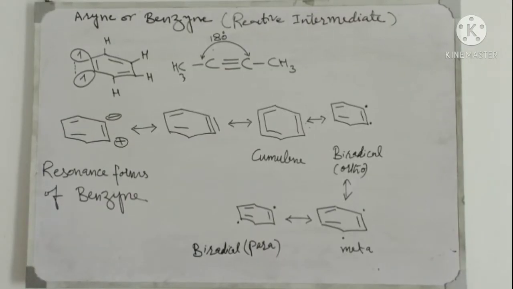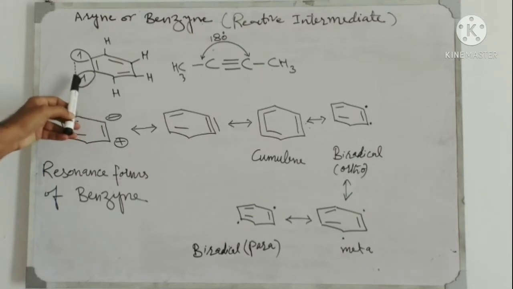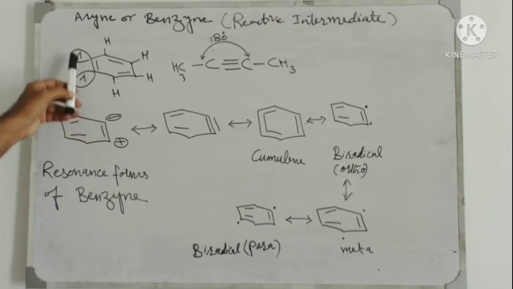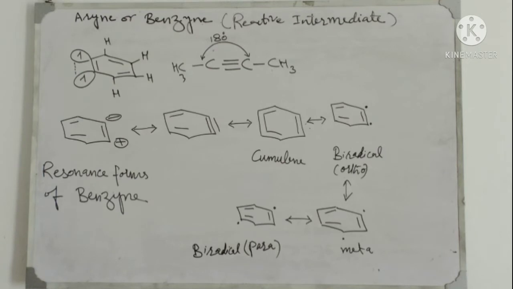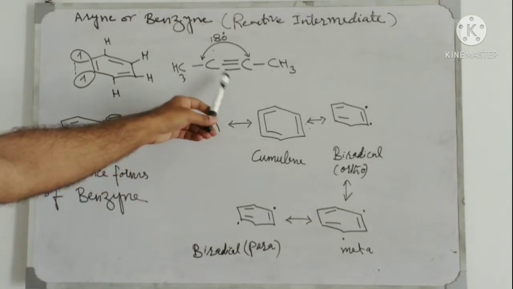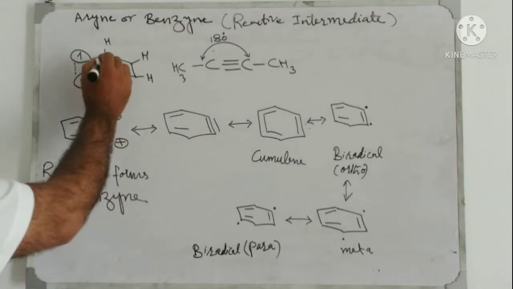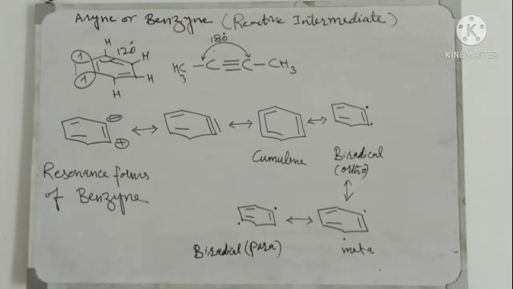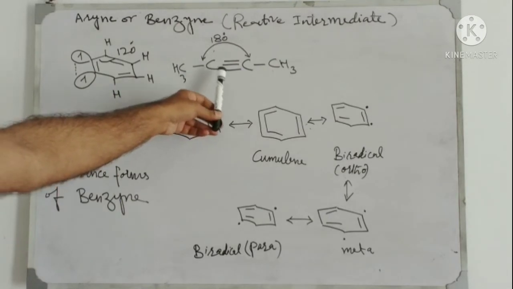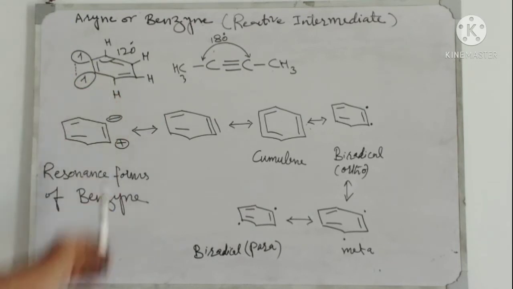So this is the structure of the benzyne. Here you can see in the benzyne one triple bond. Each orbital holds one electron, and through parallel overlap the triple bond exists. The normal bond angle in alkynes is 180 degrees. In the case of the benzyne, this angle is 120 degrees. So you can see that in alkynes the normal angle is 180, and in the case of the benzyne the angle is 120 degrees. So these benzynes are highly strained.